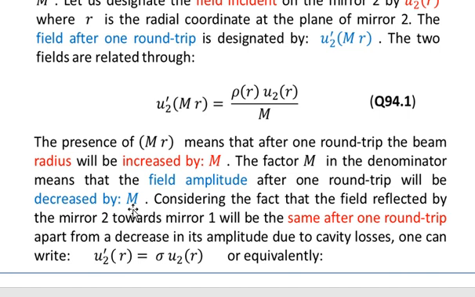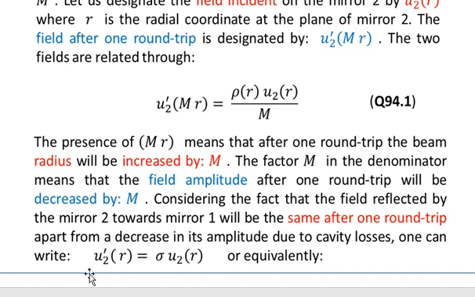Considering the fact that the field reflected by the mirror 2 towards mirror 1 will be the same after one round trip, apart from a decrease in its magnitude due to cavity losses, one can write that U2 prime as a function of R is equal to sigma times U2 of R. You see that on the right hand side, U2 of R is the field incident on the mirror 2, and on the left hand side we have U2 prime, which is the field at the location of the mirror 2 after one round trip.